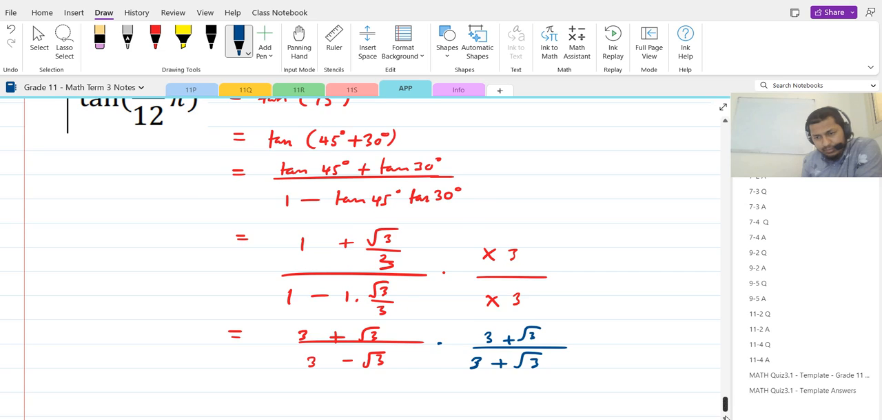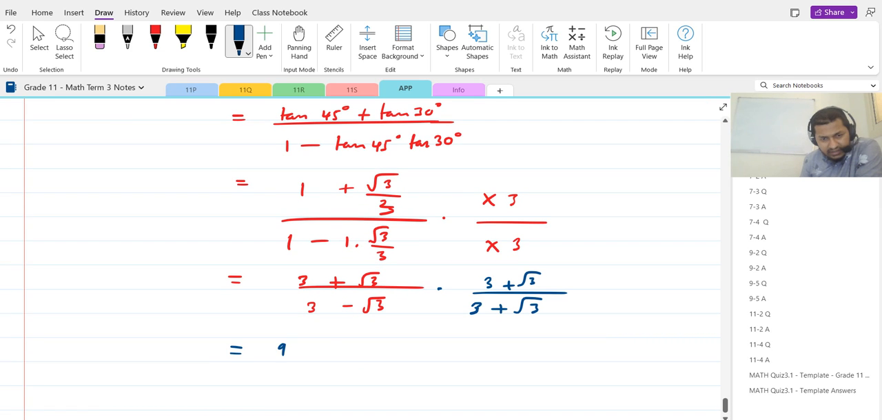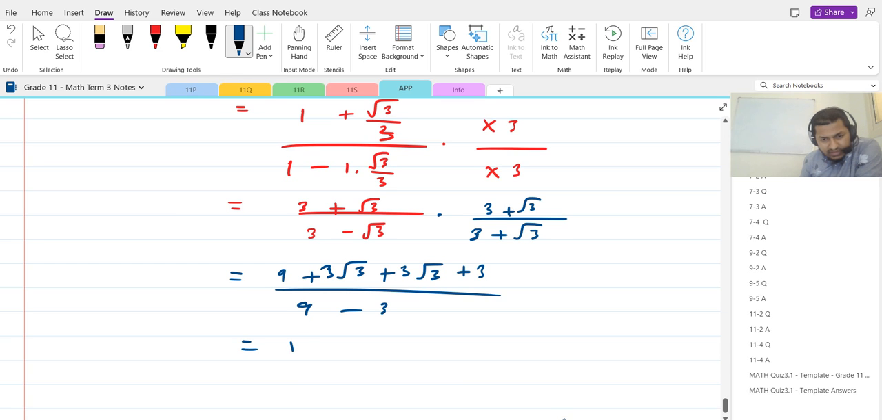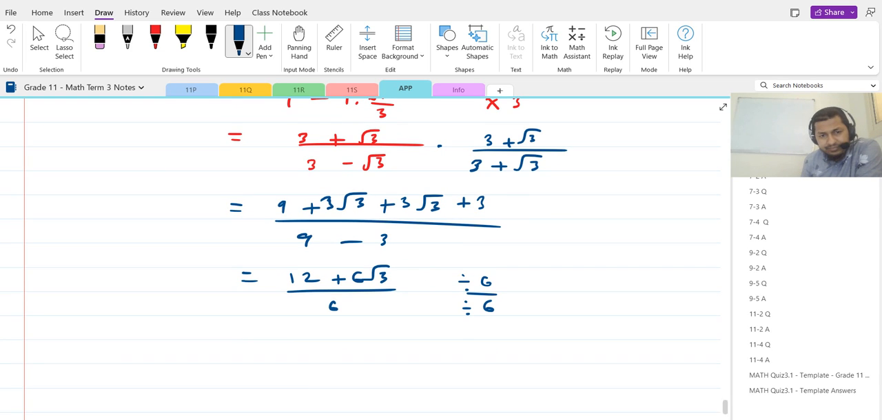Right, we did enough problems like this. If you open this up, you're going to get 9 plus 3 root 3 plus 3 root 3. Root 3 times root 3 is plus 3, divided by a squared minus b squared, 9 minus 3. Now 9 plus 3 is 12 plus 6 root 3 divided by 6. We divide by 6 on top and at the bottom. 12 divided by 6 is 2, 6 divided by 6 is 1, and the denominator is also 1. So my final answer is 2 plus root 3.